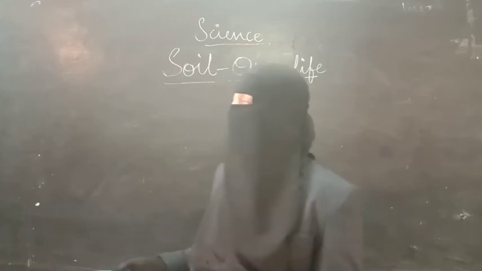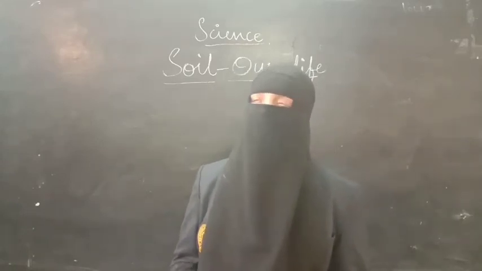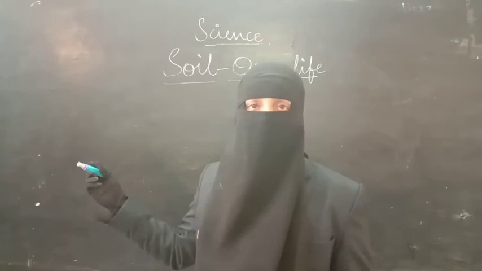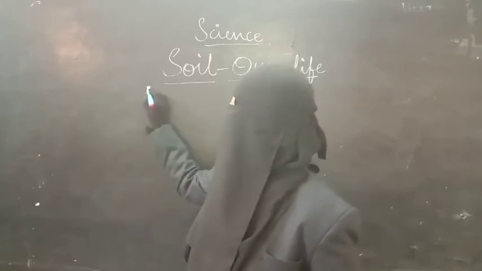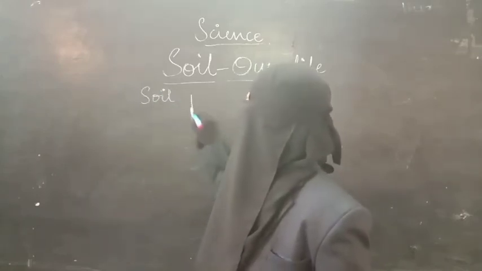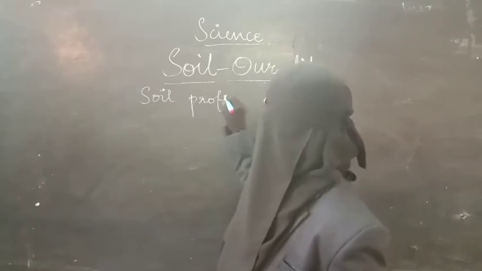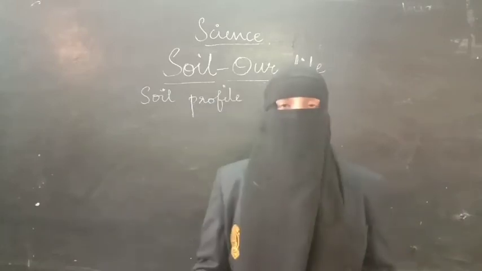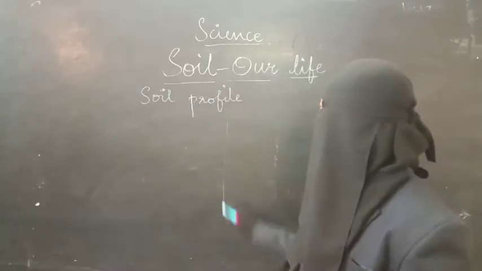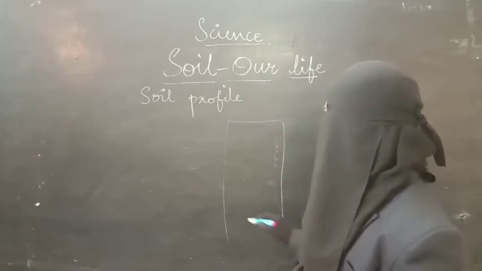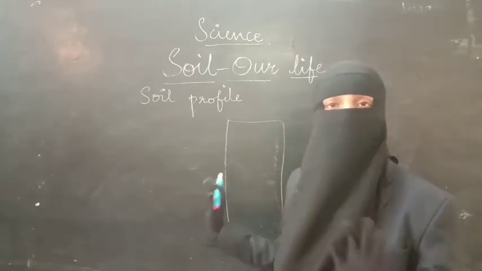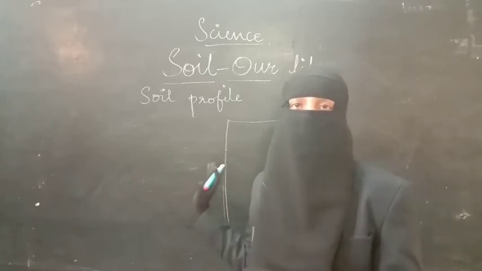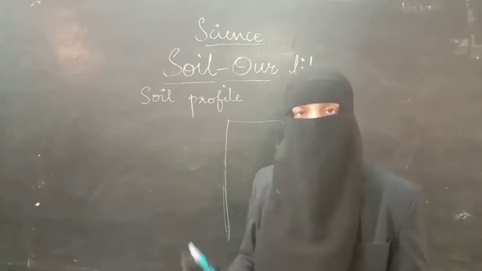So soil which looks like a single layer actually is not a single layer, it is made up of different layers. The study of these different layers is called soil profile. That means today we are going to learn about soil profile. One by one I am drawing a rough sketch just for understanding. I will be giving you the picture of soil profile at the end of the video.